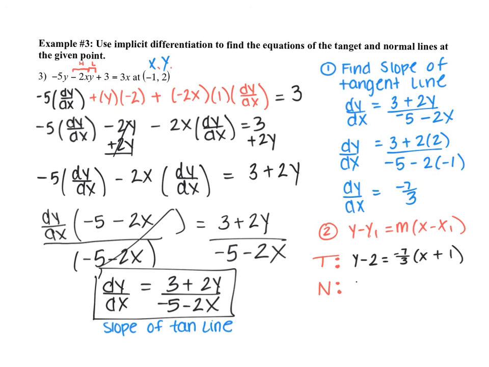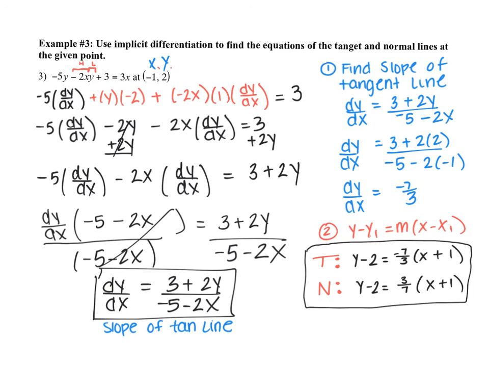And then my normal line is just a negative reciprocal slope. So this just becomes 3/7, and then (x plus 1). Everything stays the same. So these are your equations of your normal and tangent lines.